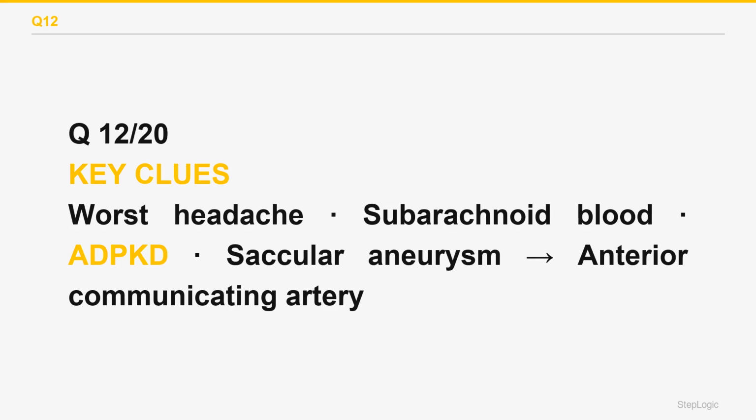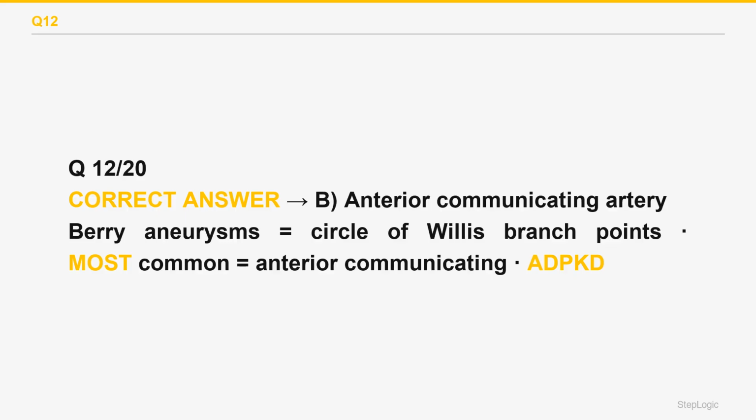Rupture causes a subarachnoid hemorrhage, presenting as a sudden, severe thunderclap headache, the worst headache of my life, with meningeal signs like neck stiffness and photophobia, and blood in the subarachnoid space on CT. Berry aneurysms are associated with autosomal dominant polycystic kidney disease, as in this patient, as well as Ehlers-Danlos and Marfan syndromes. The correct answer is B.